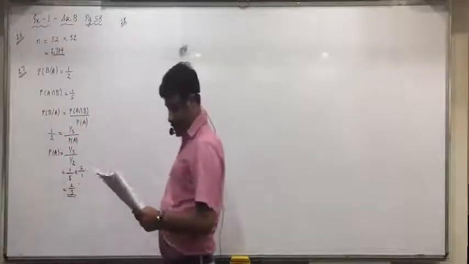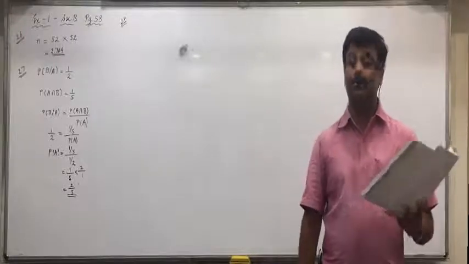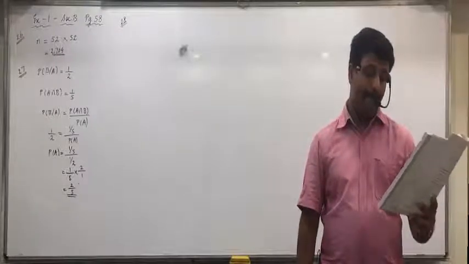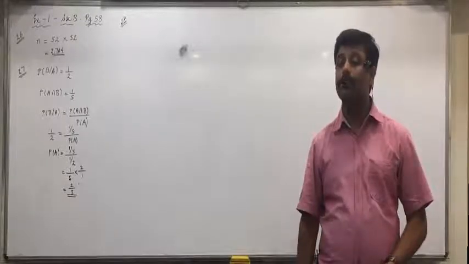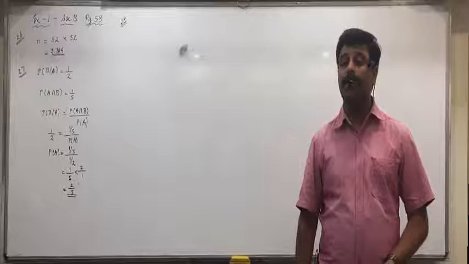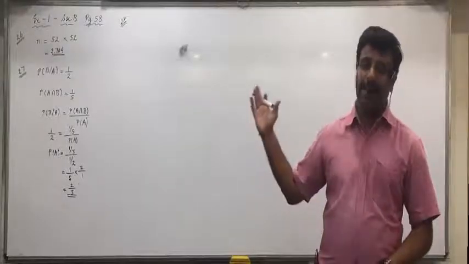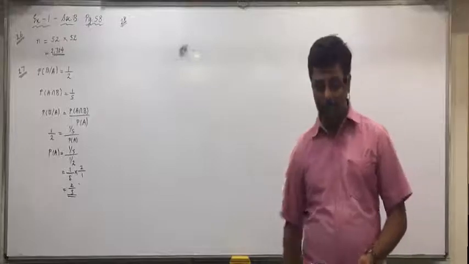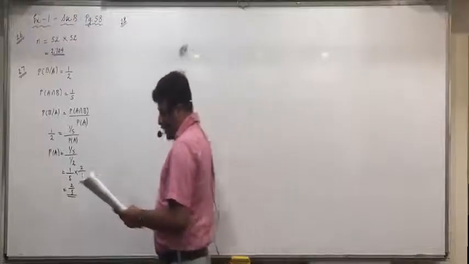Then question 28. What if P(B) was also asked? If P(B) was also asked, then since independent events is mentioned, P(A intersection B) equals P(A) into P(B), then you will get P(B). Now look at question 28.